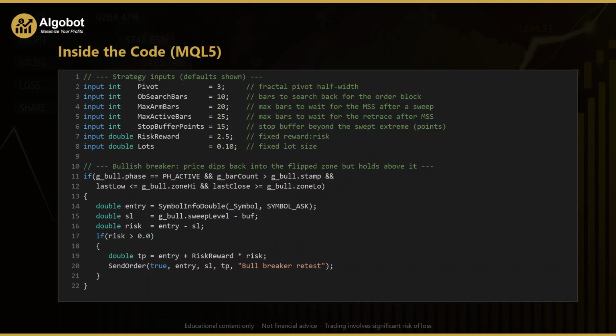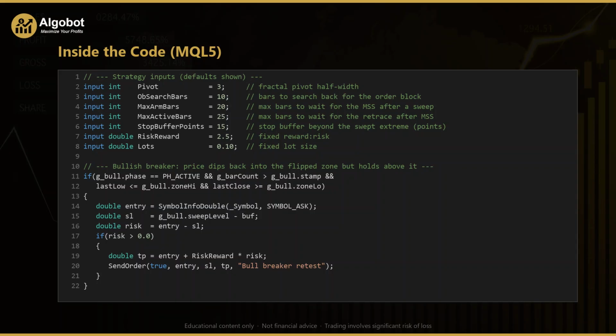ObSearchBars controls how far back the EA looks to find the order block candle that becomes the breaker zone. MaxArmBars and MaxActiveBars are patience dials. The first limits how long the strategy waits for the structure shift after a sweep, and the second limits how long it waits for the retrace after that shift.